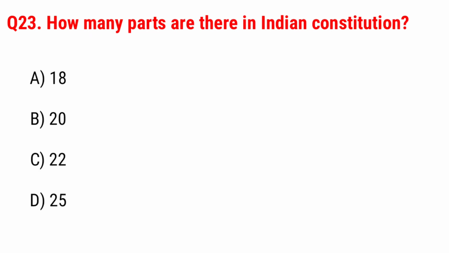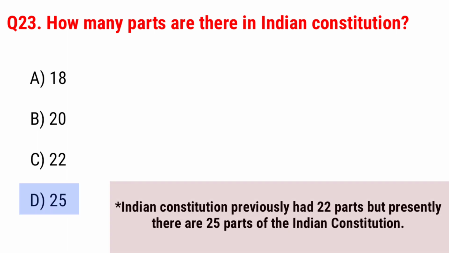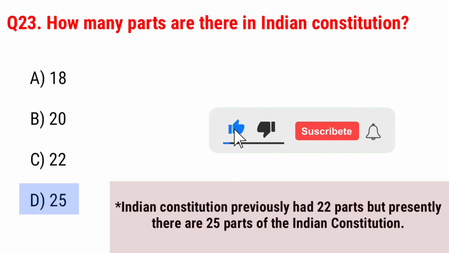Next question. How many parts are there in Indian Constitution? Option A 18, B 20, C 22, D 25. Right answer will be the option C 22. Indian Constitution previously had 22 parts, but presently there are 25 parts of the Indian Constitution.